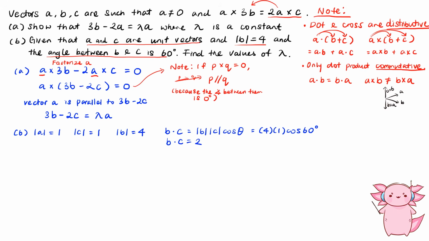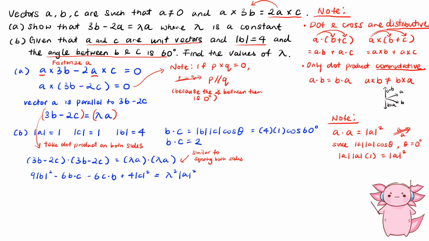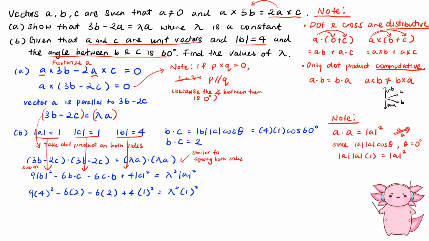There's this neat little property that the vector dot itself is just the square of its vector's magnitude. So we just transform this vector equation into a scalar equation by taking the dot product of itself on both sides, kind of like squaring both sides. And after expanding it out and using this property, we can sub in the magnitudes of vectors as well as b dot c, which is the same as c dot b because they are commutative. Then finally, solving for lambda by taking the square root, we can get lambda is equal to plus minus the square root of 124.